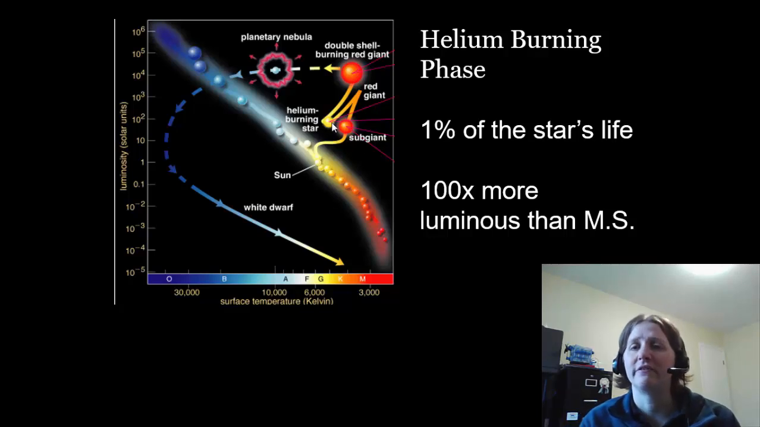So there's your helium burning star. Helium is not the most efficient fuel, and the star doesn't have nearly as much of it. So this phase only lasts 1% of the star's life. While it is here though, it's about 100 times more luminous than the main sequence star. So you can see it's more luminous.